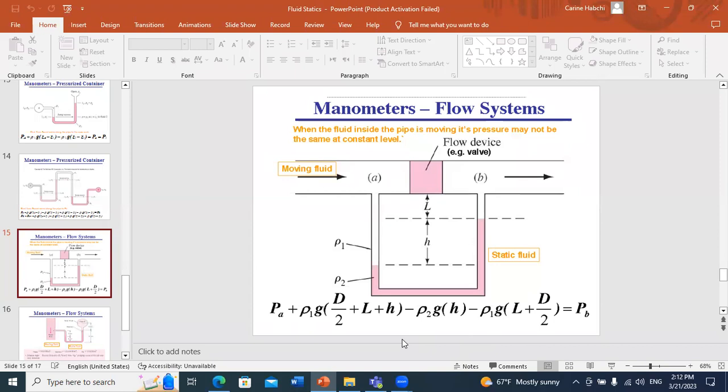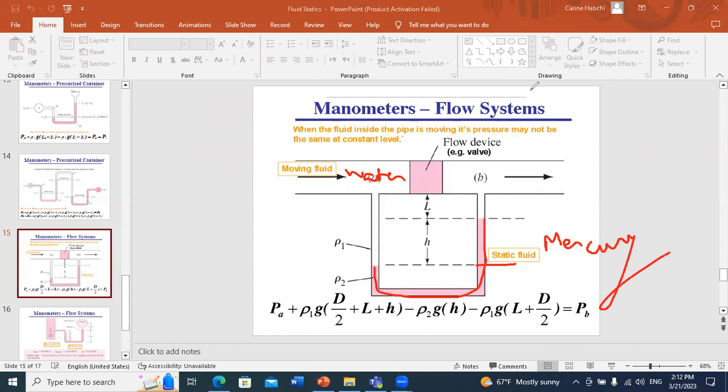Okay. As Antonios asked here, we can have different fluids. Here the moving fluid, let's say, is water. Let's say we have water here, and we use, for example, mercury to measure the pressure variation. So this is mercury. So we should pay attention when we have different fluids.